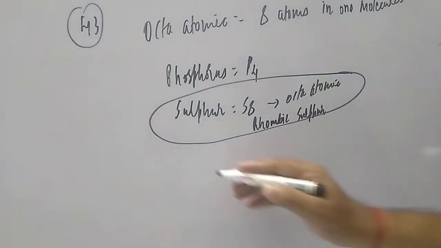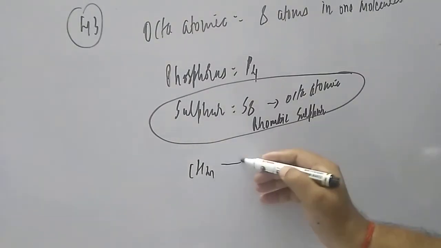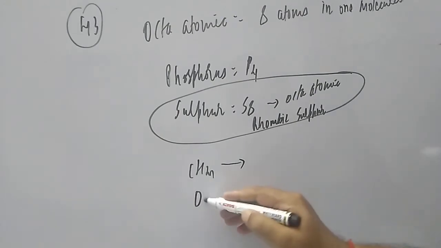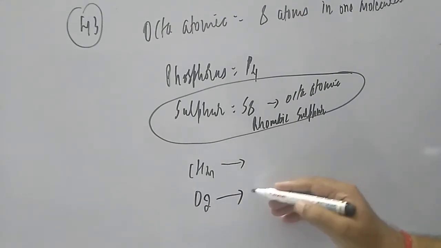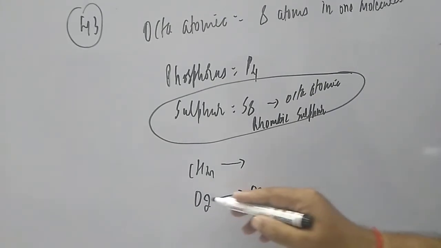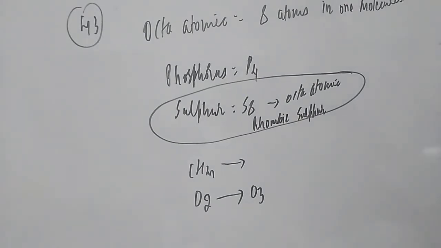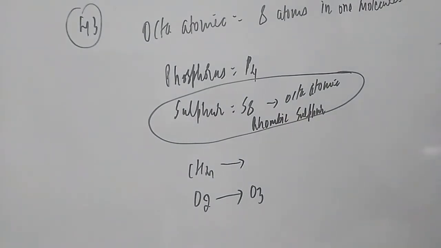And the next one is methane. They have given methane, and this is also tetraatomic. Oxygen exists as O2 and O3, diatomic and triatomic. So the correct option will be option number 2, that is sulfur exists as octaatomic.